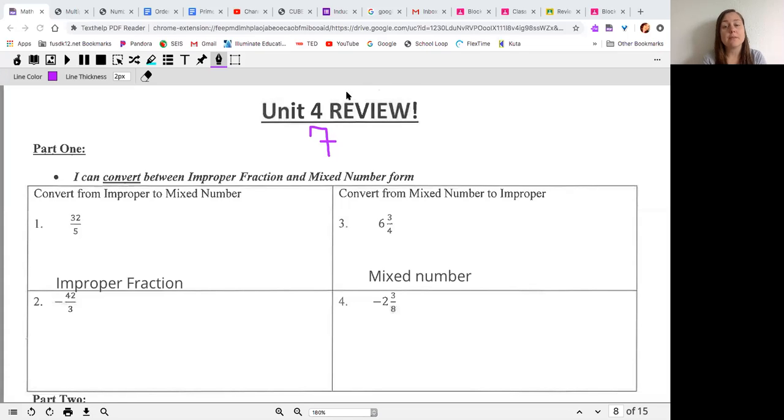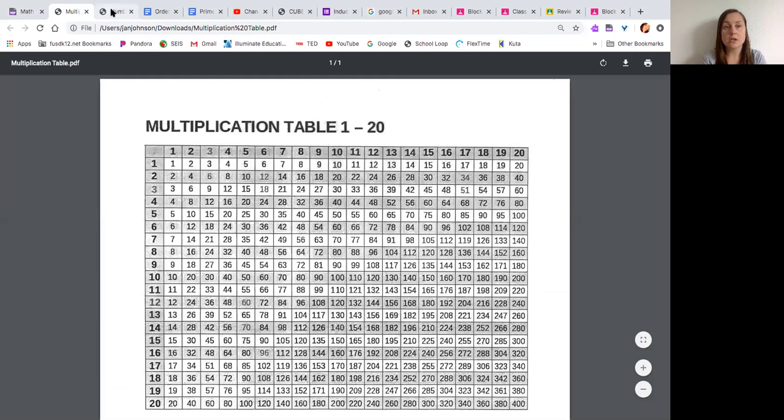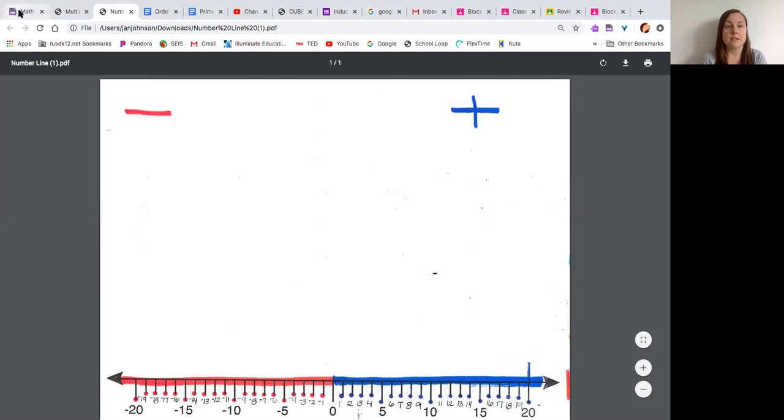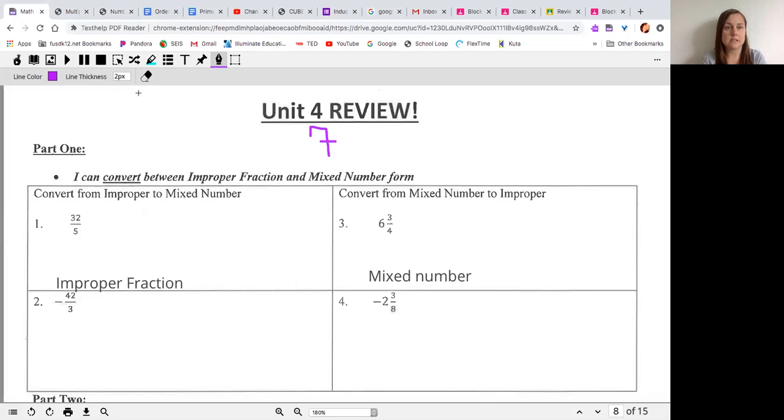Okay, here we are with page 7. Page 7 begins the Unit 4 review. To complete this page, I may most likely need my multiplication chart and my number line. So make sure to have those handy.